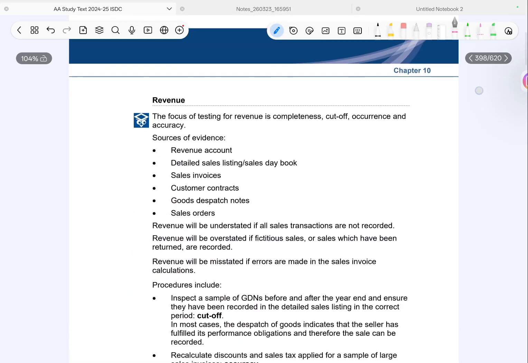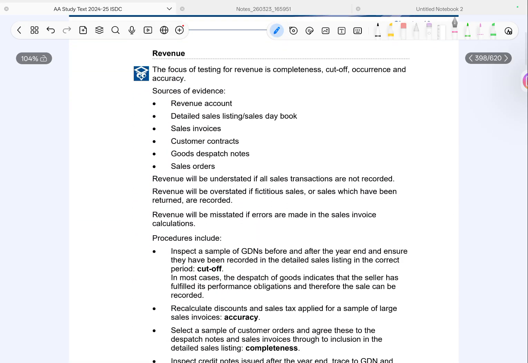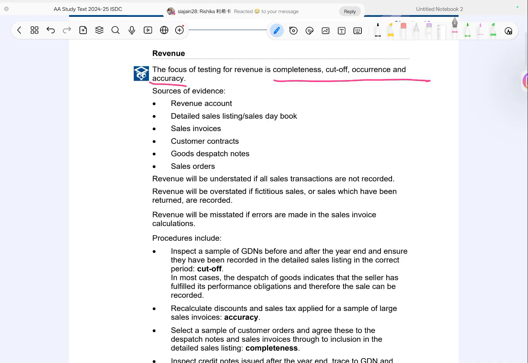For revenue, the key assertions are completeness, cutoff, occurrence, and accuracy. Revenue must be completely recorded, recognized in the correct period, and only include valid sales at the correct amounts. To test cutoff, auditors inspect goods dispatch notes before the year end and trace them to the sales listing.